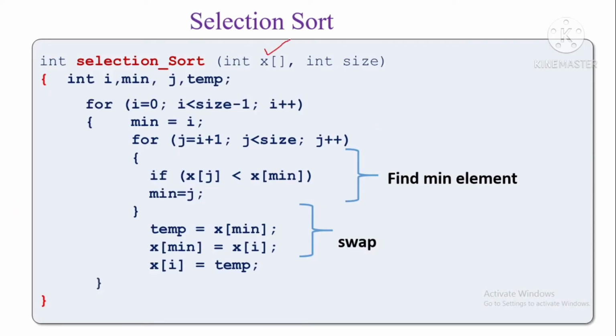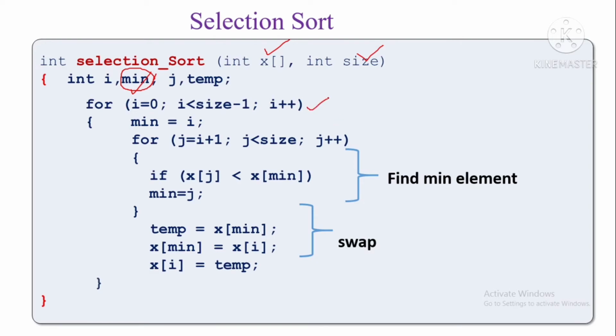In this algorithm, x is the name of the list and size is the variable where we are storing the size of our array. Min is the variable which stores the minimal position of your array. This is an important variable. Min is going to hold the position of the minimal variable, right?